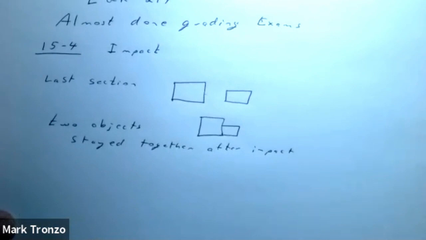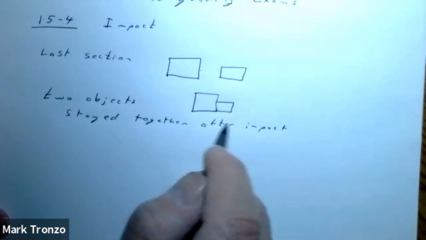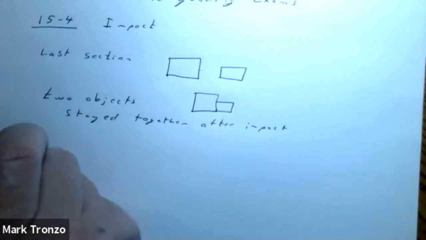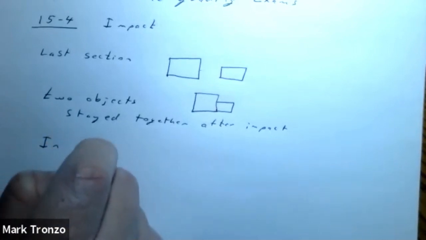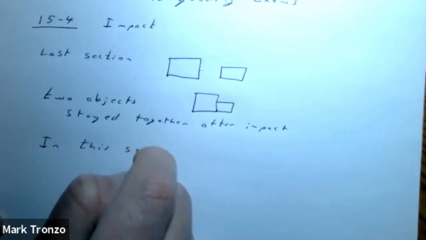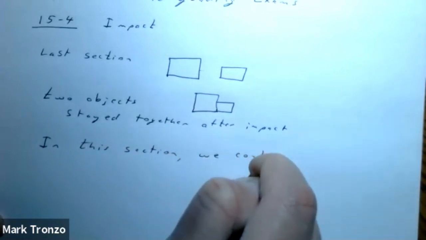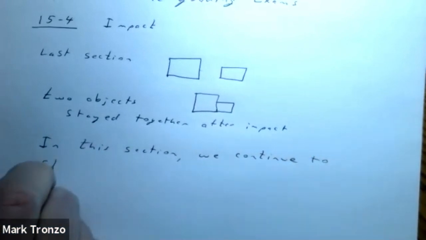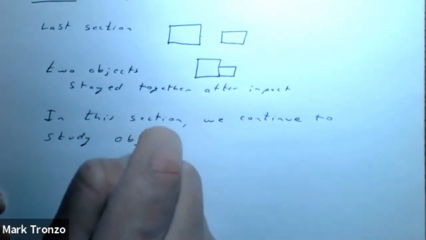And so we were assuming that in that case. Now we're going to cover that case plus a case where they rebound. So in this section, we continue to study objects that impact and stay together.